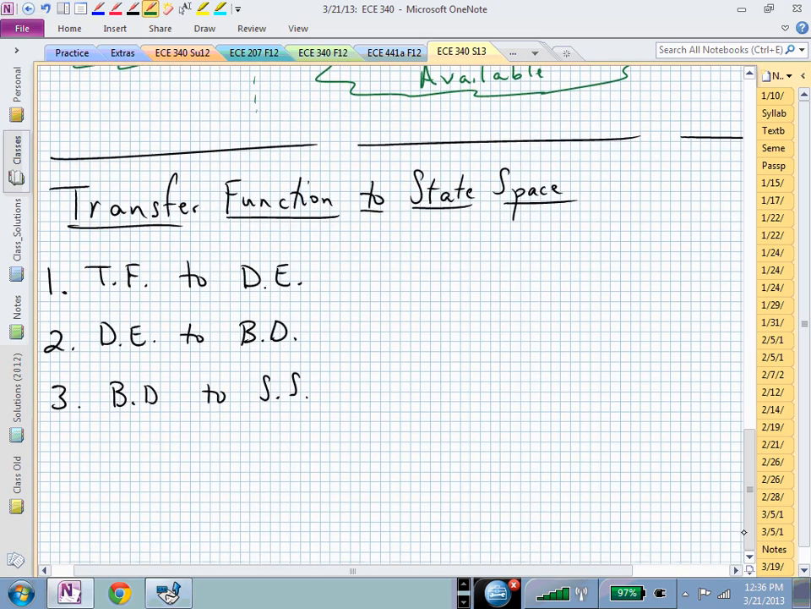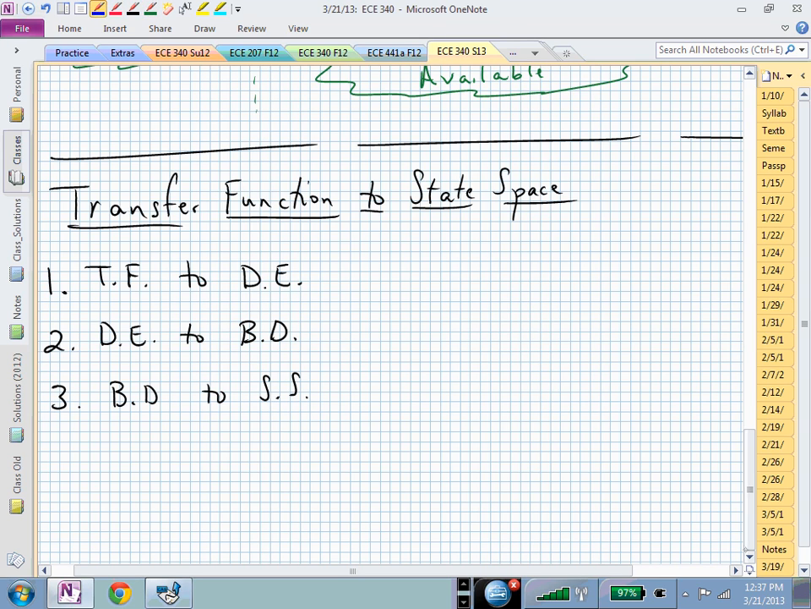And this is how that's going to transition. We'll first look at going from the transfer function to the differential equation. Then we'll take that differential equation and go into the block diagram. Once we have it in the block diagram, it'll be a straightforward process to identify the state space representation. That's the plan. So let's get started and work with a particular example.